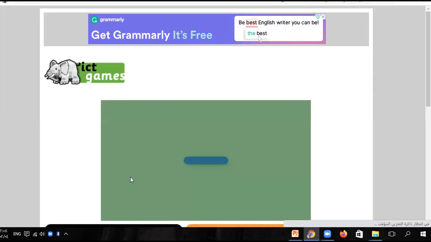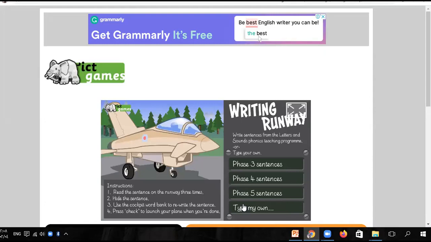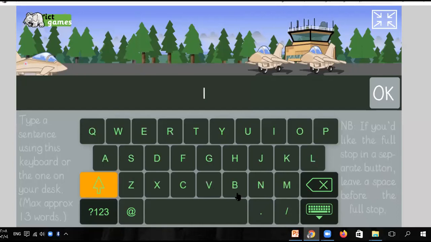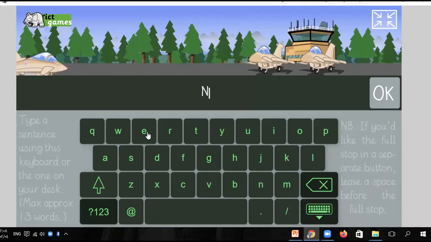Look at this. It's called ICT games. You can write your own activities and send them to me. It's homework. Write your activities and send this activity to me and tell me what you did, if you want, of course. Okay, look, here's type my own. We are going to type a sentence or two and then we're going to finalize. I write a sentence, for example: News traveled slowly.